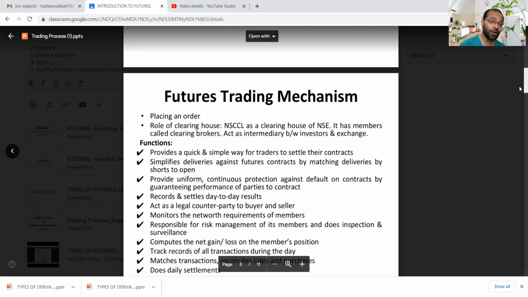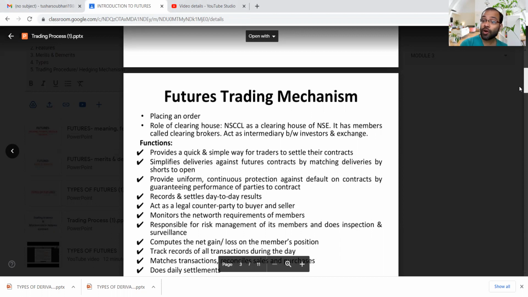First of all, you place an order, placing an order through the brokerage, through the brokers. Then after that, the role of the clearing house. Here we have the NSECL, that is National Securities Clearing Corporation Limited. They have the clearing house, which is the clearing house of the National Stock Exchange. It has members which are called the clearing brokers. They act as an intermediary between the investors and the exchange.